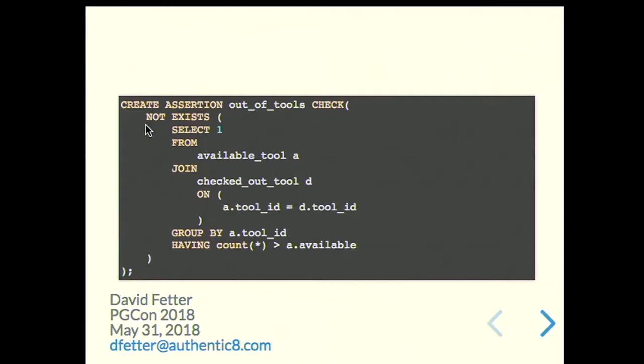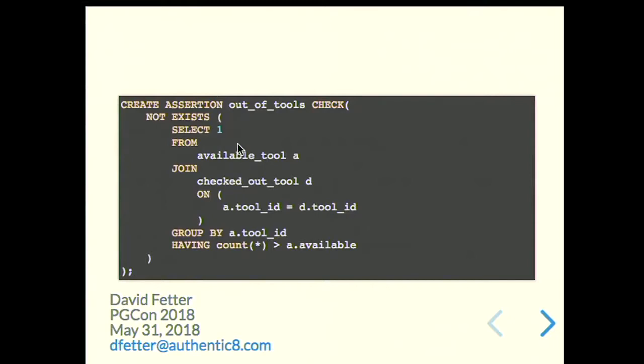And then what's inside of it, if you look at it sideways a little bit, looks like the way you'd write a check constraint, because it kind of is. It's a thing that returns a Boolean, and the thing you're trying to prevent is the thing that returns false.